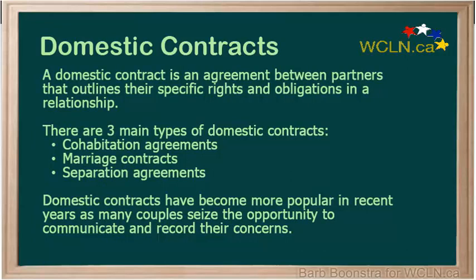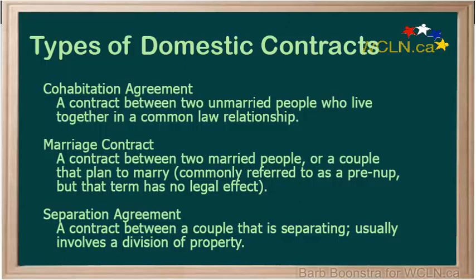A domestic contract is an agreement between partners that outlines their specific rights and obligations in a relationship. There are three main kinds of domestic contracts: cohabitation agreements, marriage contracts, and separation agreements. Domestic contracts have become more popular in recent years as many couples seize the opportunity to communicate and record their concerns. A cohabitation agreement is a contract between two unmarried people who live together in a common law relationship. A marriage contract is a contract between two married people or a couple that plan to marry, commonly referred to as a prenup, but that term has no legal effect.